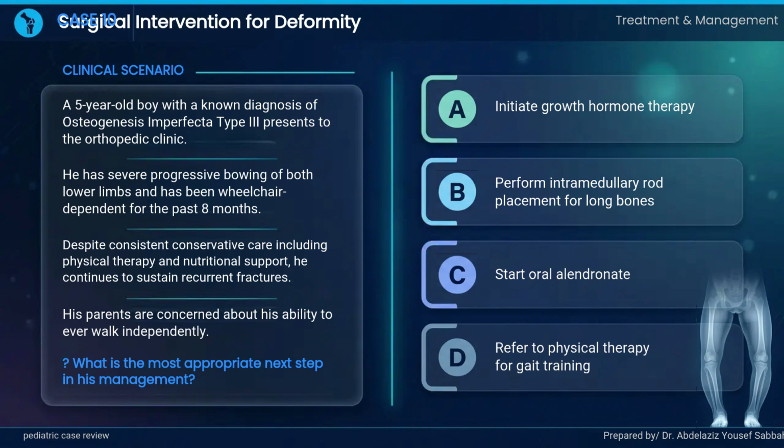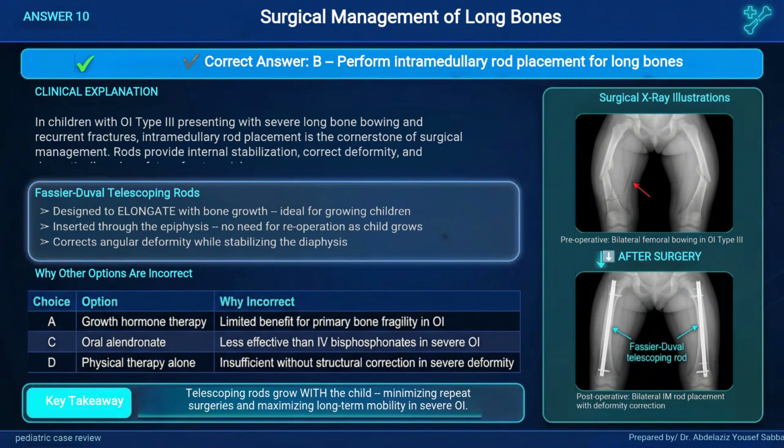Option A. Initiate growth hormone therapy. Option B. Perform intramedullary rod placement for long bones. Option C. Start oral alendronate. Option D. Refer to physical therapy for gait training. The correct answer is Option B. Perform intramedullary rod placement for long bones.